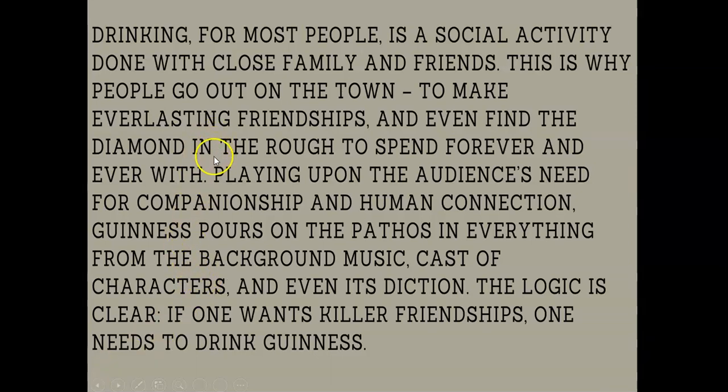And I like this one a lot too because my students are really trying to play with their diction a little bit in terms of finding that sweet spot of, how colloquial can you be? How much vernacular can you put in there? And how much tier 2 do you need? And I like that the student experimented with even find the diamond in the rough to spend forever and forever with, right? It's kind of cheeky. It's cute that a 16, 17-year-old can write like that.